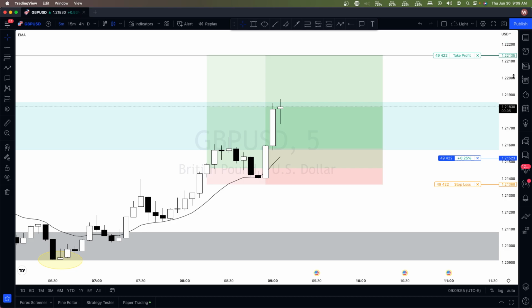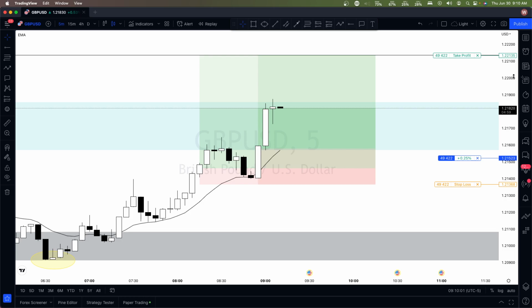We're up 0.2% right now. Let's hold it. Oh yeah. Look at this. Longer wick at the bottom. All right. Hold it. I feel good. Feel confident.